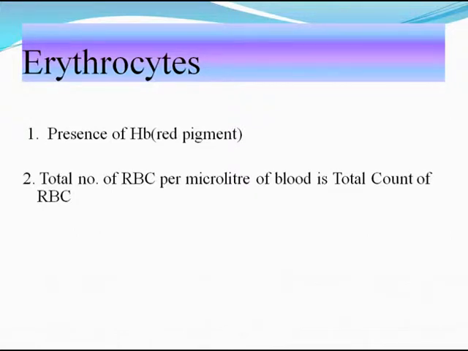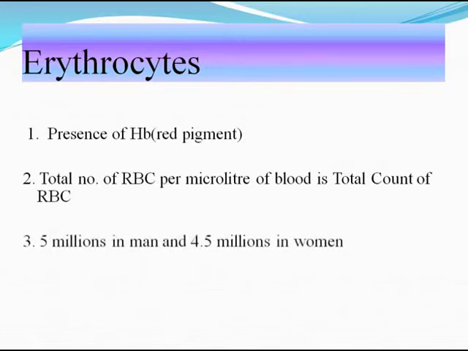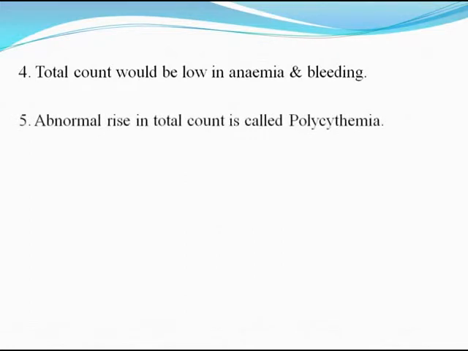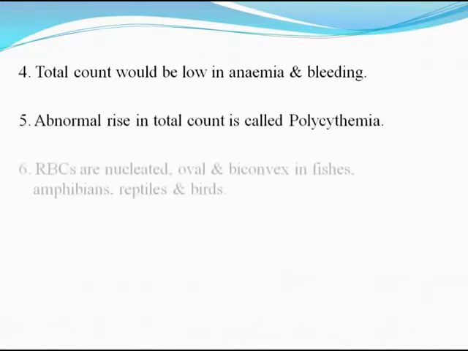What is the meaning of this line? You know, whenever a doctor prescribes you to test the total count of RBC, what does he mean? Actually, he is asking about the total number of RBC per microliter of blood. It averages 5 million in men and 4.5 million in women. The total count would be low in anemia and after profuse bleeding. On the contrary, an abnormal rise in total count is called polycythemia.